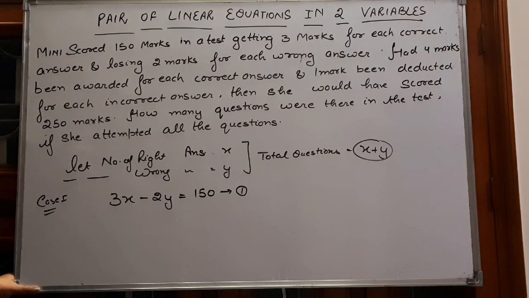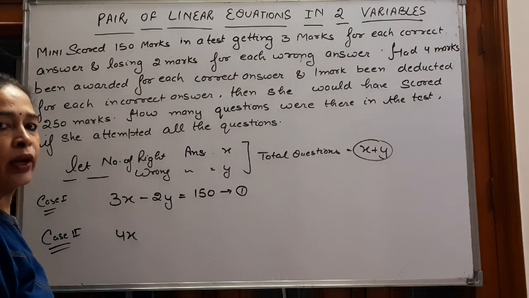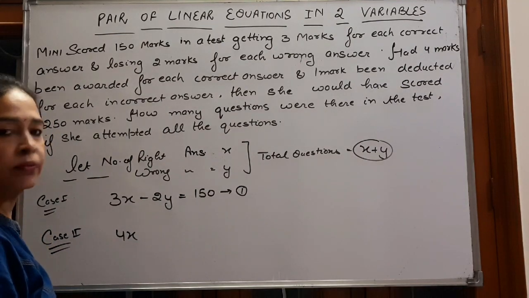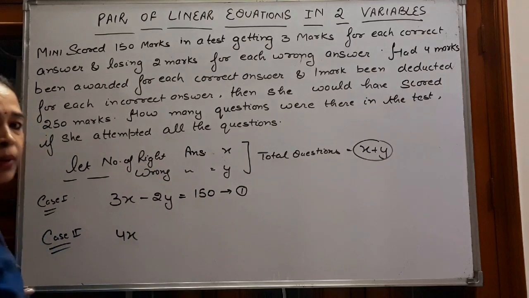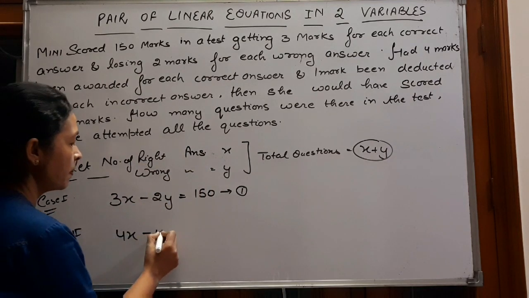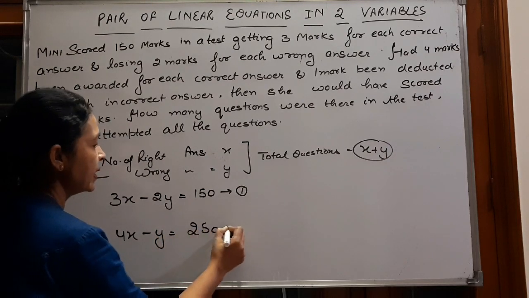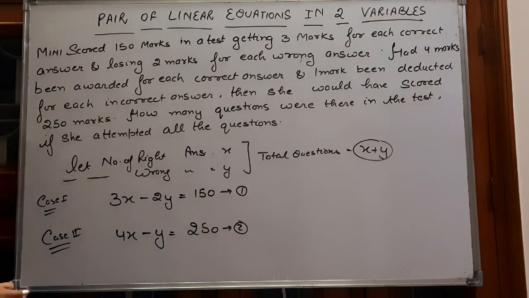In second case, if she get 4 marks for each correct question, the correct questions were x. For x questions she will get 4x marks and 1 mark deducted for incorrect. Number of incorrect questions were y, -y equals to, her marks will be 250. This is equation 2. Now what we will do, we will solve these two equations.